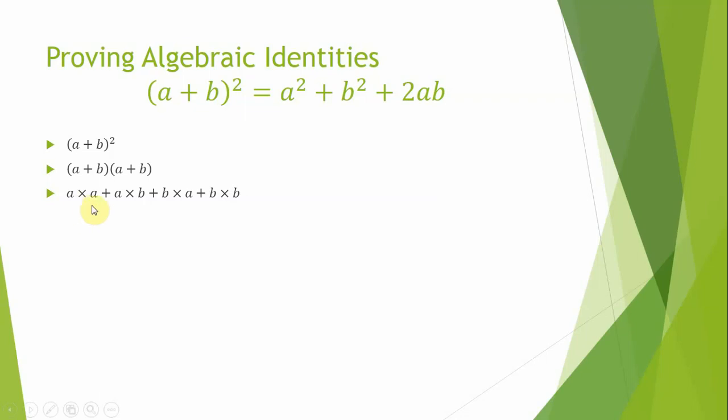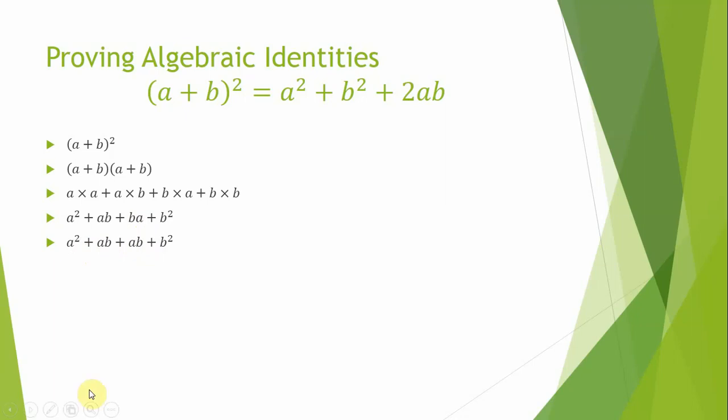So a into a plus a into b plus b into a plus b into b. This gives us a squared plus ab plus ba plus b squared. Using the commutative law, we change b into a as ba as ab. For details regarding the commutative law, also look at my previous video in this series. You can search for it on my YouTube channel.